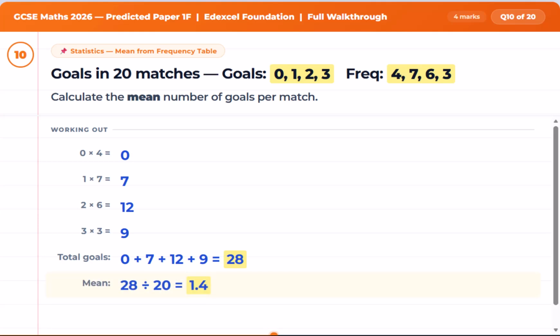Divide the total goals by the total matches. 28 divided by 20 equals 1.4. The mean number of goals per match is 1.4.